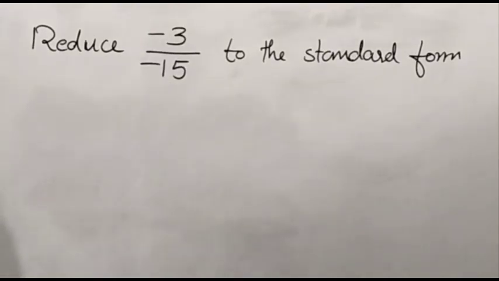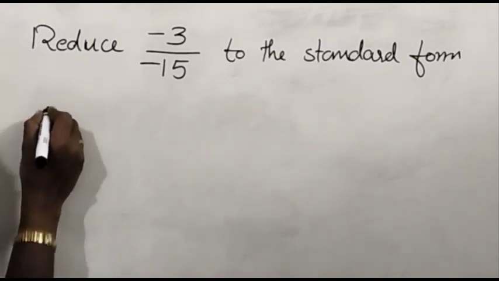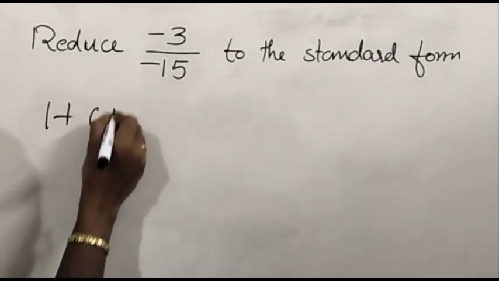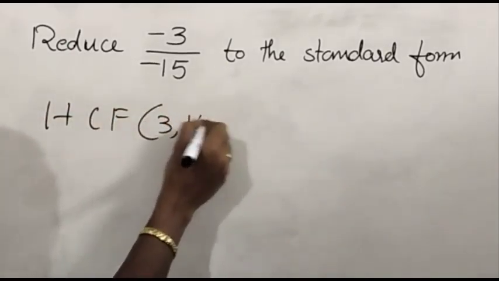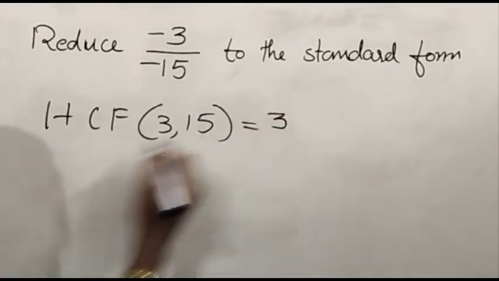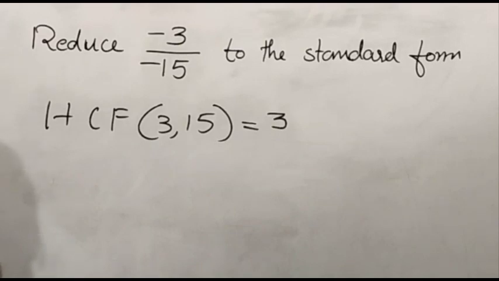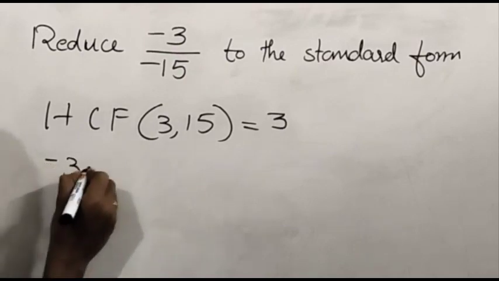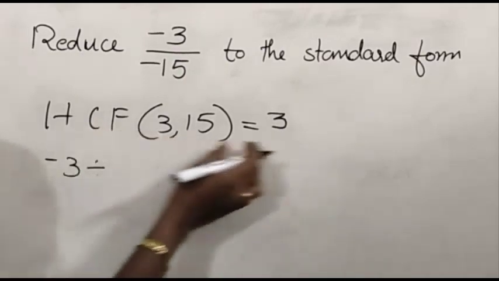Reduce minus 3 by minus 15 to the standard form. Here also first find out the HCF of 3 and 15. HCF of 3 and 15 is 3. Here also the denominator is a negative number. If there is a negative sign in the denominator, divide by minus HCF. So minus 3 divided by, here HCF is 3.